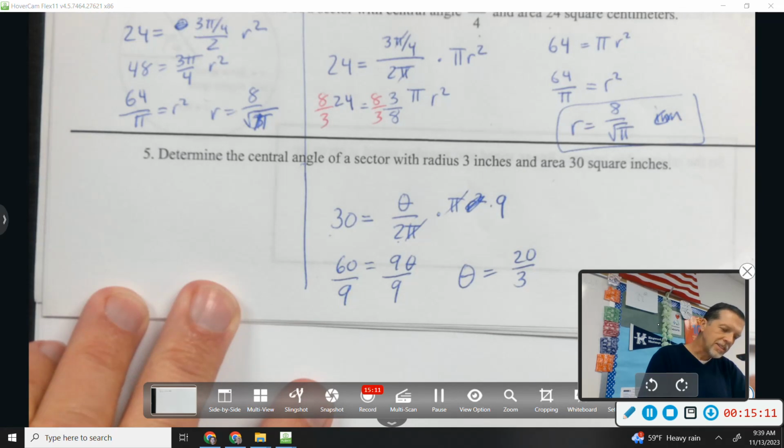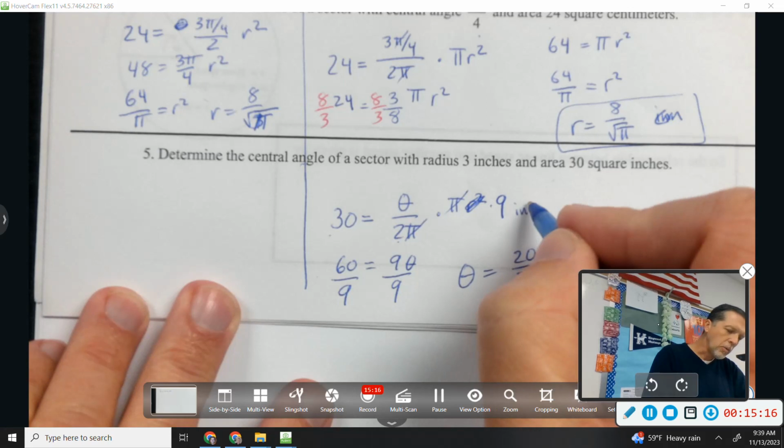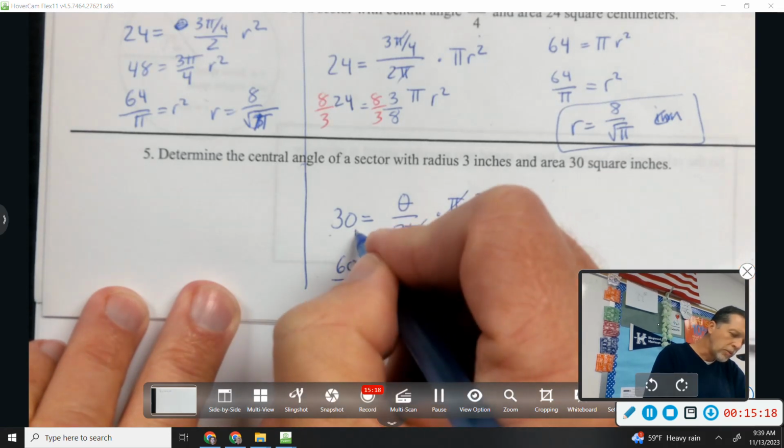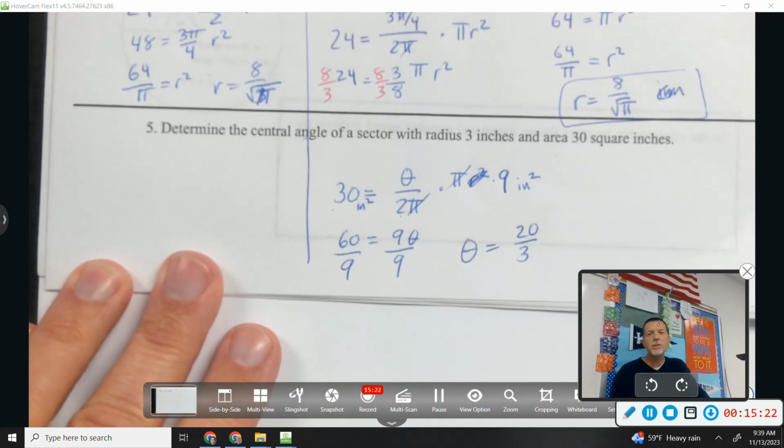And that doesn't have a unit because it's the radians. Or if you carried your units through, you'd have inches squared over inches squared, and they would cancel out, which is what we expect to happen for radians, because it's a measure of the angle, but it doesn't have a unit.